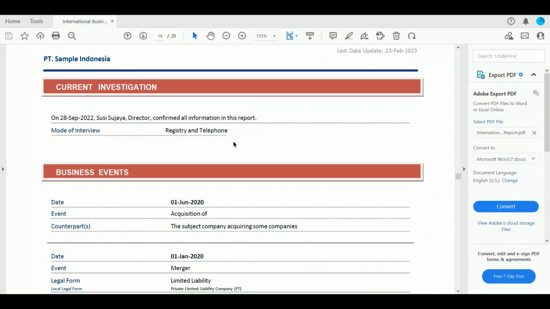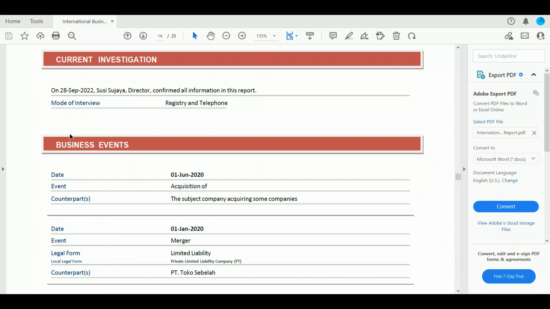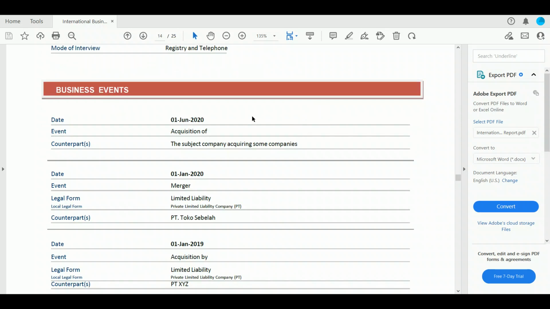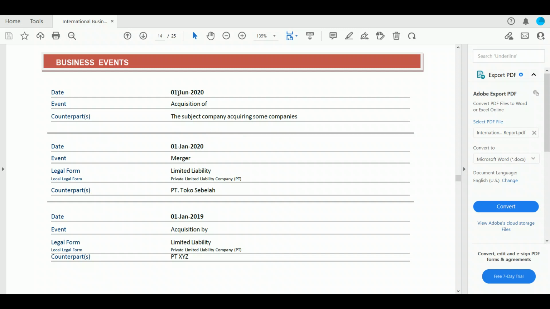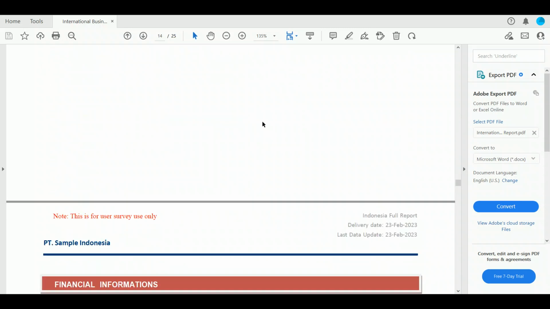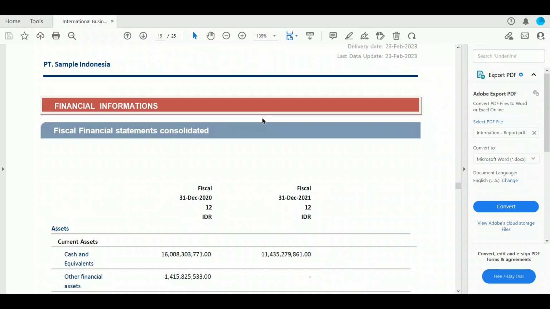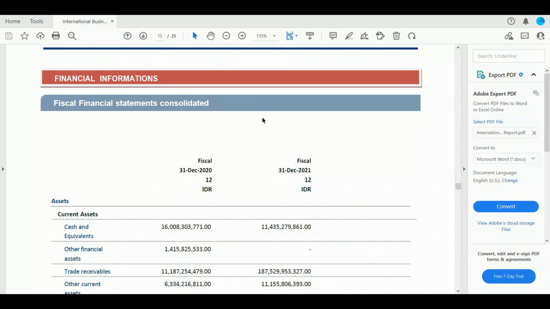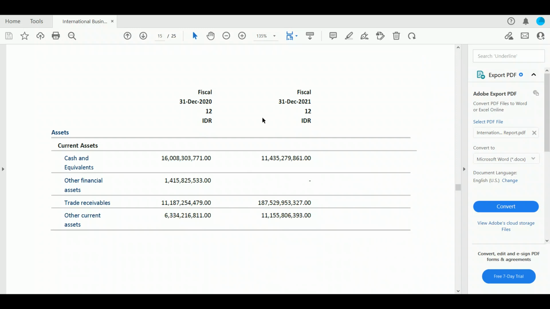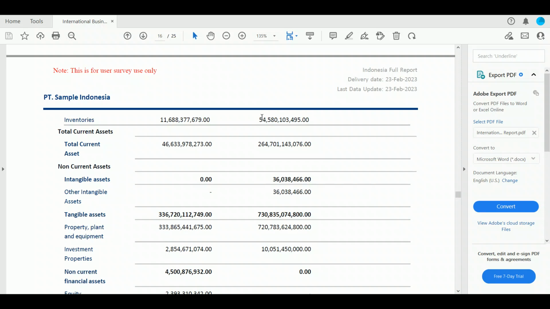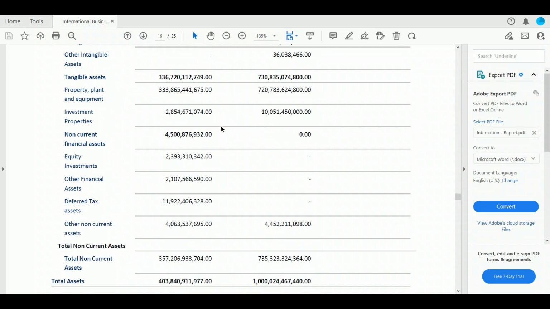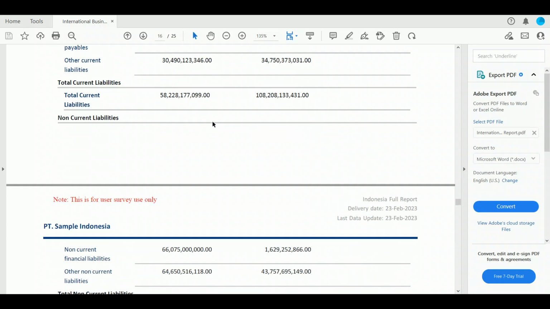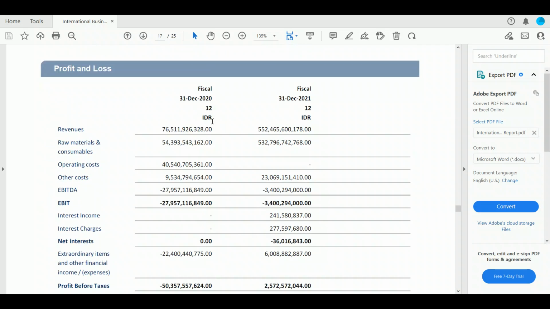Next is the business events and the investigations information, that is who the team spoke with to confirm the informations in the report. Then next is about the key business events related to this company. And most important are the financial informations that can be retrieved through the local registry, like what is the P&L information and the balance sheet information. Okay, P&L.